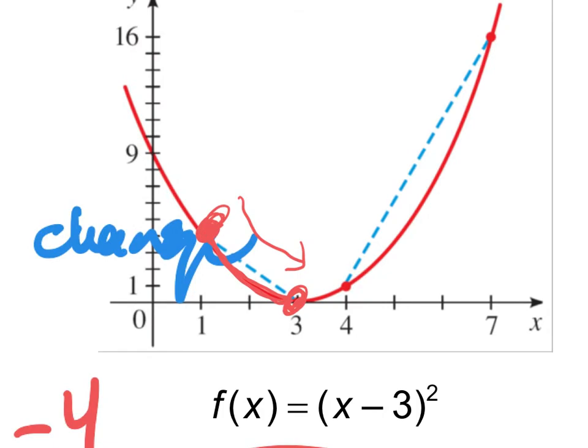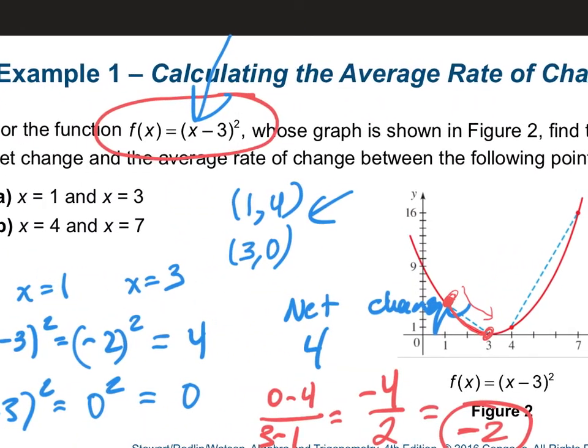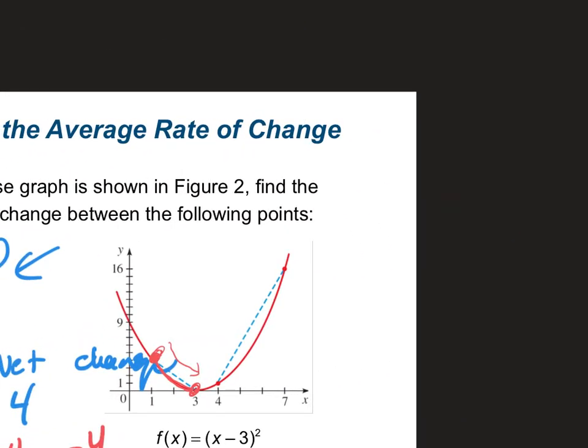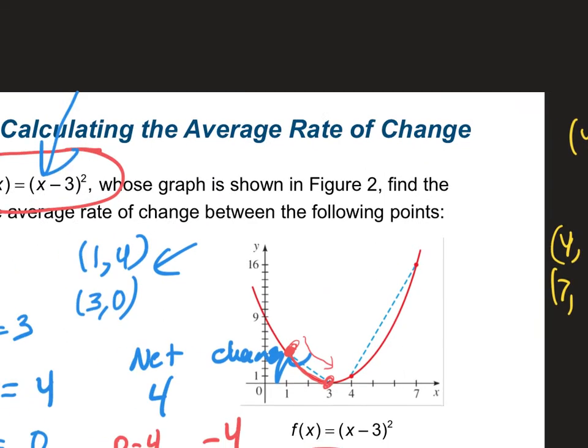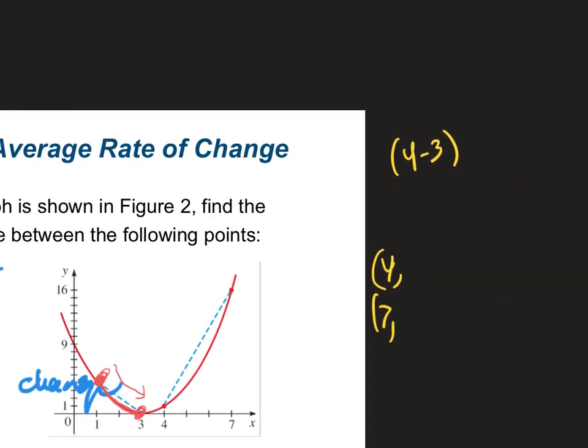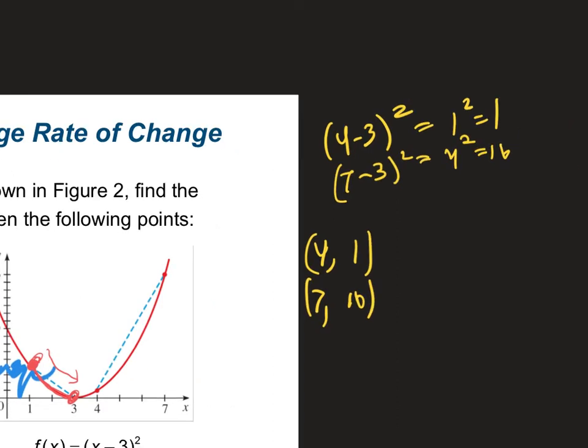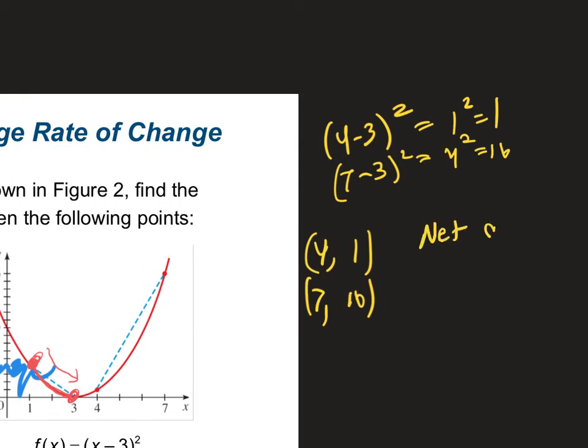When they asked for the average rate of change between these other 2 points, they gave me x values of 4 and 7. So plug in 4, see what you get. Plug in 7, see what you get. If I plug in 4, I have 4 minus 3 squared. 1 squared is 1. Now I'm going to say 7 minus 3 squared, which is 4. 4 squared is 16. So if I find the net change, that's the change in our y's, the net change would be 16 minus 1, which is 15.